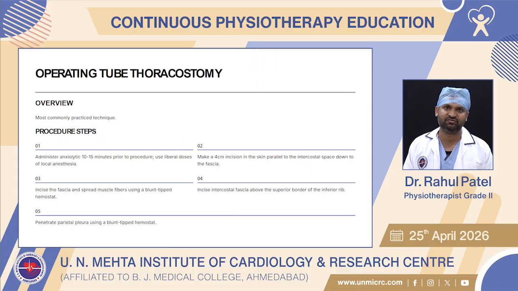Operative tube thoracostomy overview. Most commonly practiced technique. Procedure steps. First, administer an anxiolytic 10 to 15 minutes prior to the procedure. Use a liberal dose of local anesthesia.